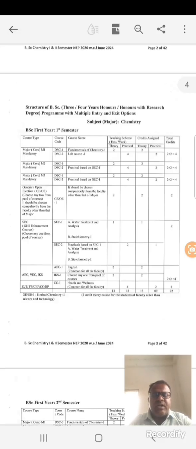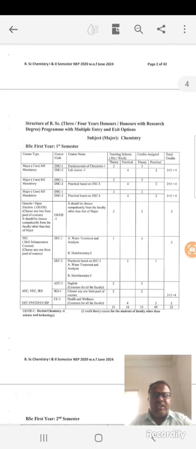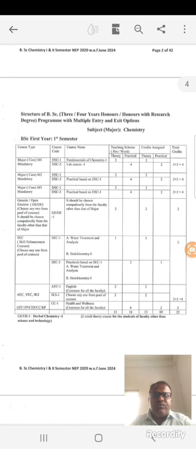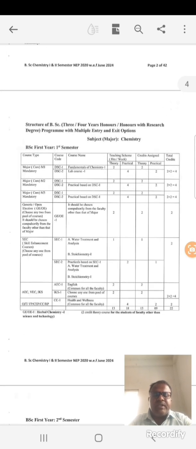Then another paper is GOE. This subject is other than your faculty. It means one paper from arts, science, or commerce, that is other than your faculty. Here the practical paper is not included. GOE has only a theory paper, and the pattern is 30 plus 20, 50 marks. 30 marks are university assessment and 20 marks for internal assessment.